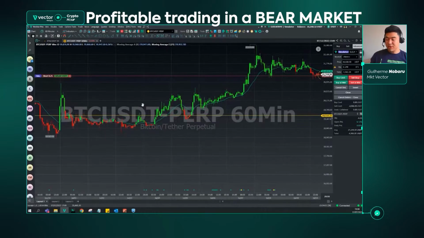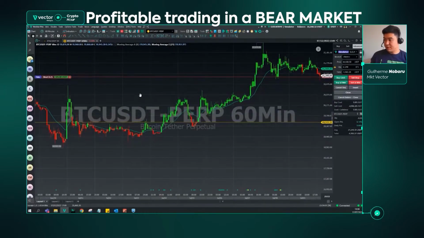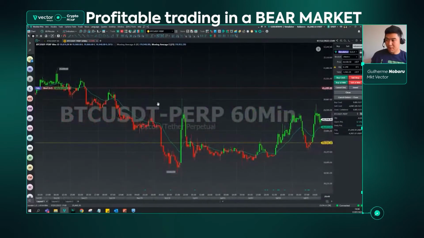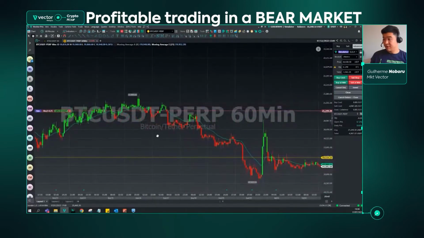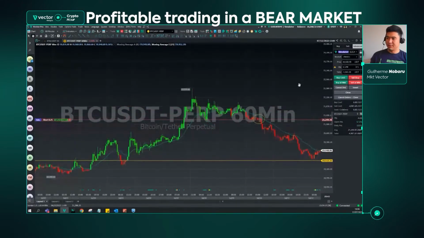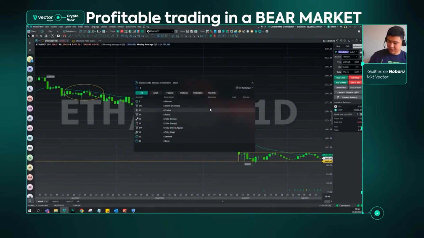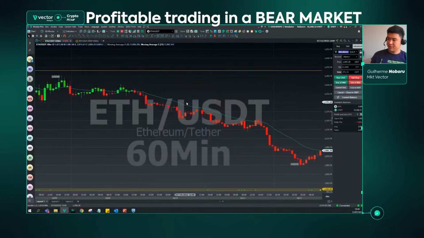This one is more for a day trading strategy. Sometimes it can go for a few days, but mostly I use this as a day trade strategy. But a very similar situation is happening right now on Ethereum. I'm going to just change this chart. This is the daily chart for the 1 hour chart.